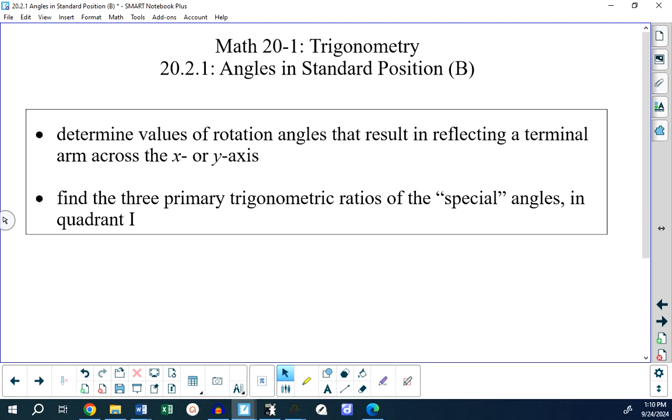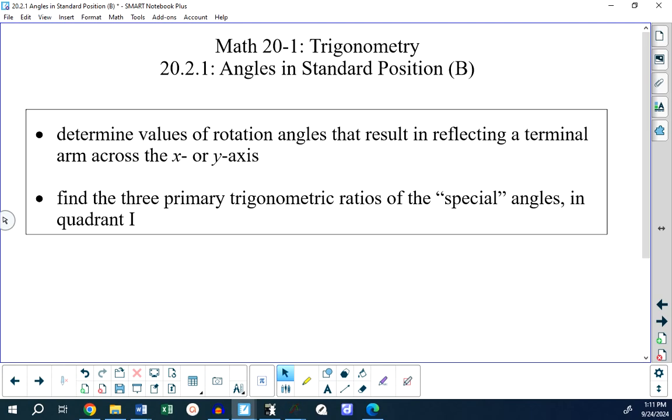In this lesson, we're going to be doing two things. We're going to be talking about what happens if we reflect. One is determining rotation angles if we reflect terminal arms. And there's some things about that that are important for other courses. It isn't necessarily about trigonometry. There's something in particular that students really struggle with that's embedded within that.